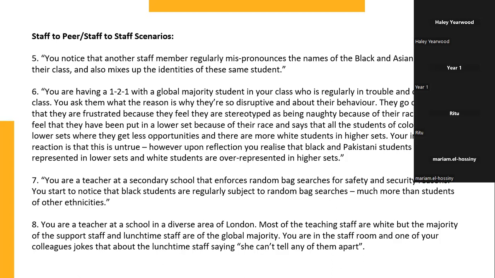Number seven, you are a teacher at a secondary school that enforces random bag searches for safety and security reasons. You start to notice that Black students are regularly subject to random bag searches, much more than students of other ethnicities. Number eight, you're a teacher at a school in a diverse area of London. Most of the teaching staff are white, but the majority of the support staff and lunchtime staff are of the global majority. You're in the staff room and one of your colleagues jokes about the lunchtime staff, saying she can't tell any of them apart.